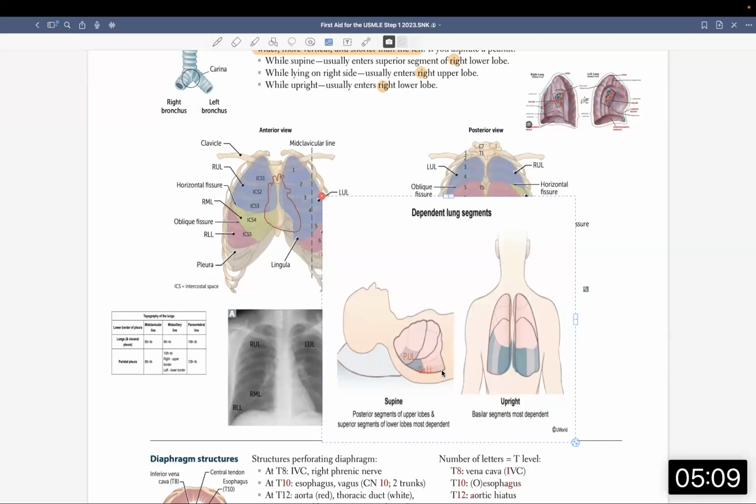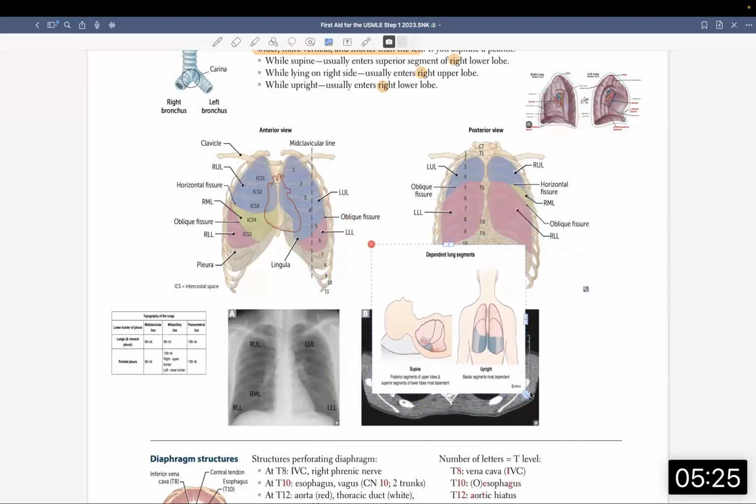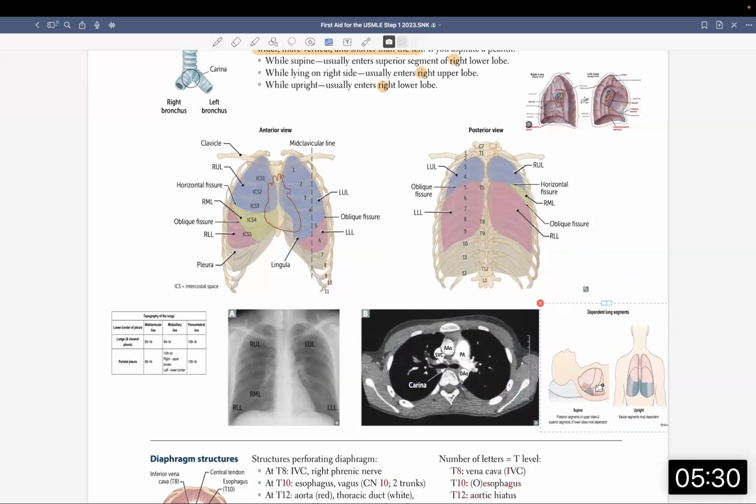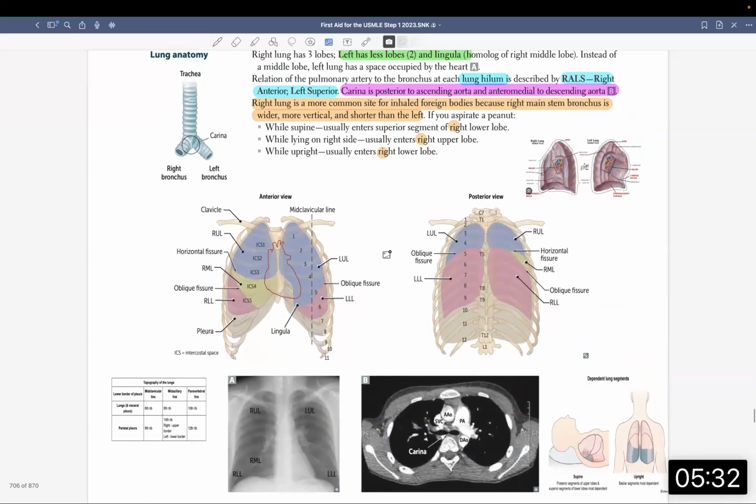This was a question on UWorld. Patient is supine, where does it go? Posterior segment of upper lobe, superior segment of lower lobe. The S here stands for superior. So you can say PUL, SLL, so no confusion. Okay, that's dependent and foreign body.